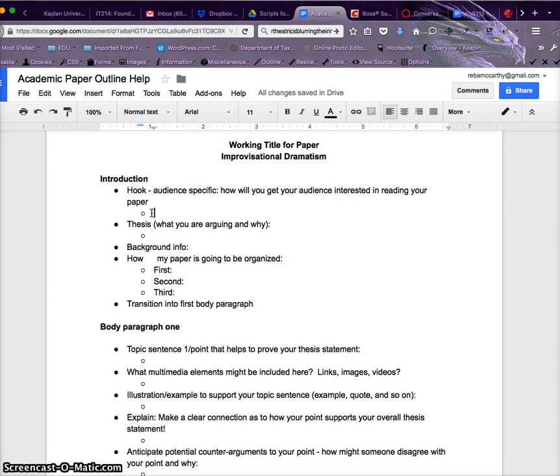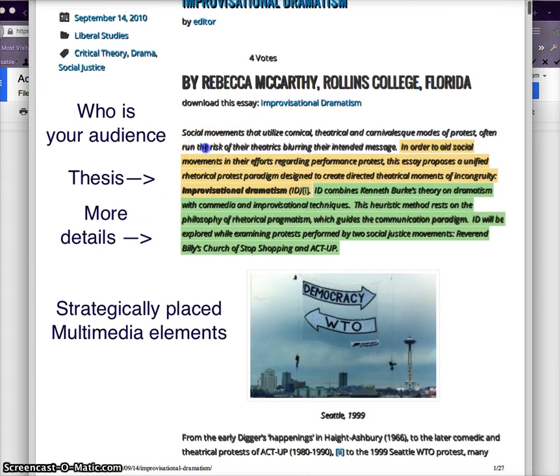So a hook, for example, for an academic audience might be something very academic, like what I have in this journal article here. My hook is this: social movements that utilize comical, theatrical, and carnivalesque modes of protest often run the risk of their theatrics blurring their intended message. Now, in my world of academics, when I was in the process of getting my PhD, there was a great deal of talk about how different protest groups around the world were utilizing different modes of protest. So this was a big deal in my world at the time that I wrote this paper, and so I knew that this would be a hook. This would be something that might catch somebody's attention.